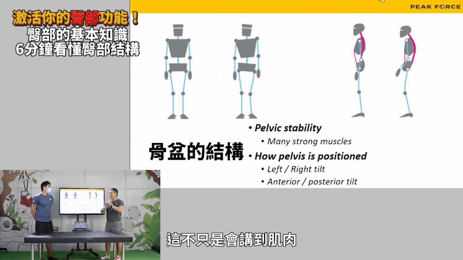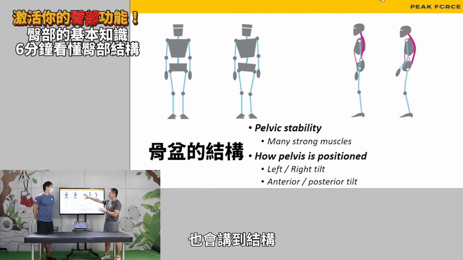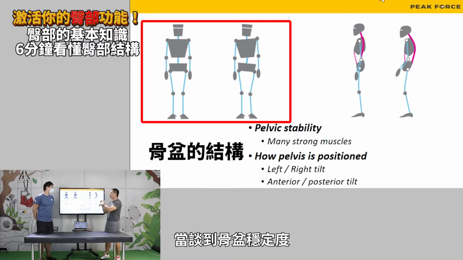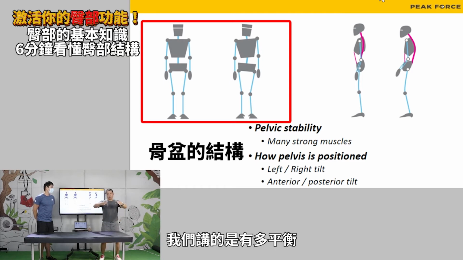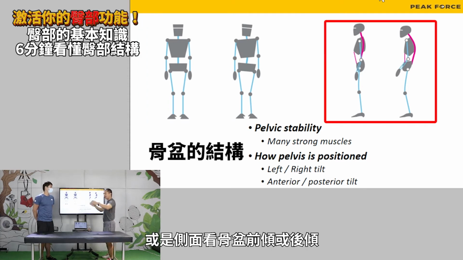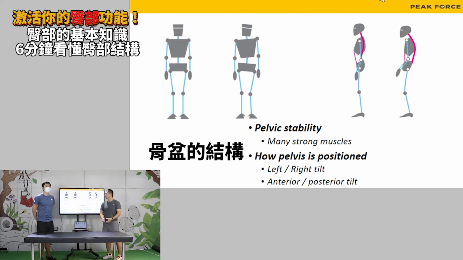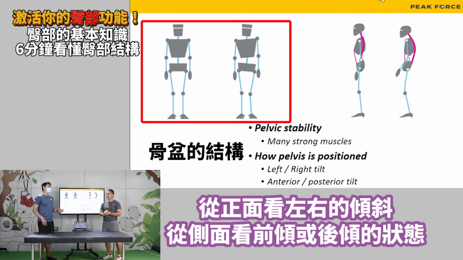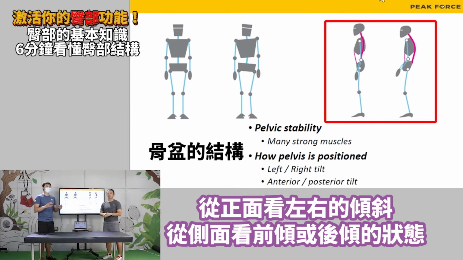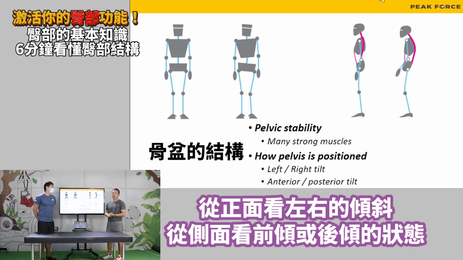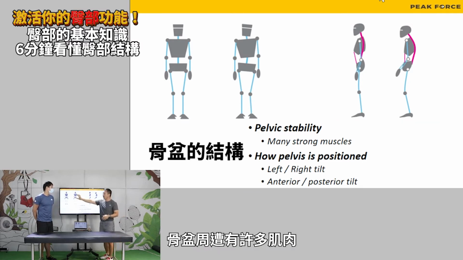Okay, so now it's not just about the muscles, now it's about the structure. Okay, and when you talk about the pelvic stability, we're talking about how equal your pelvis position is, whether you're looking at from the left and right, or from the side view of anterior or posterior tilt. 好,那接下来我们讲到骨盆的位置的部分。那现在讲的就不是肌肉了,而是结构的部分。那如果我们从正面看呢,它可能有左边或右边的倾斜;如果我们从侧面看呢,它可能有分成前倾或后倾的状态。 Okay, there are many muscles around the pelvis.